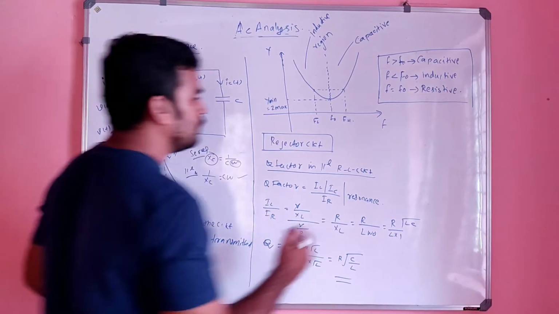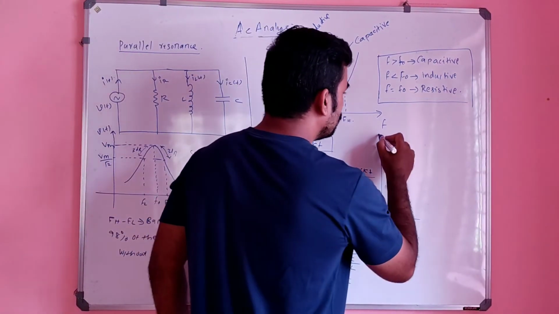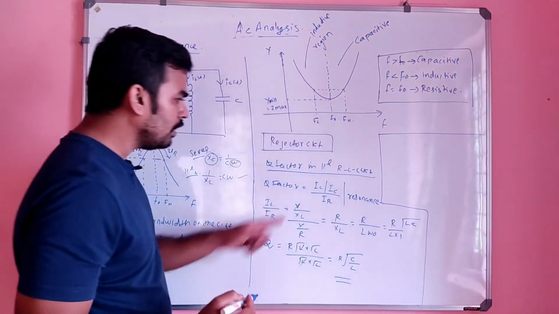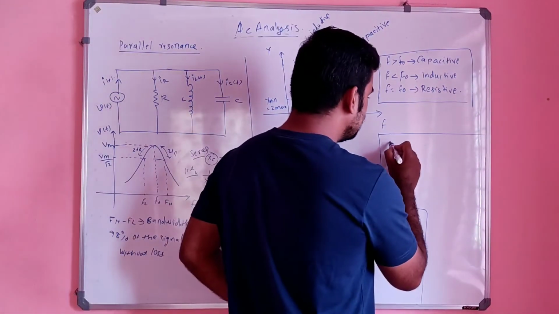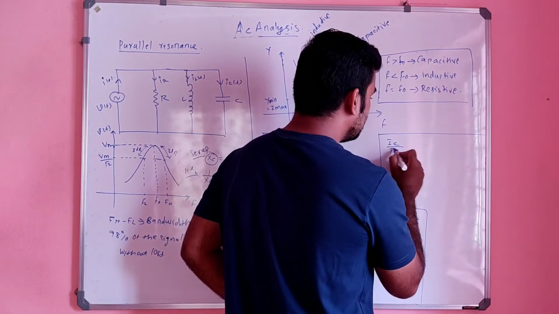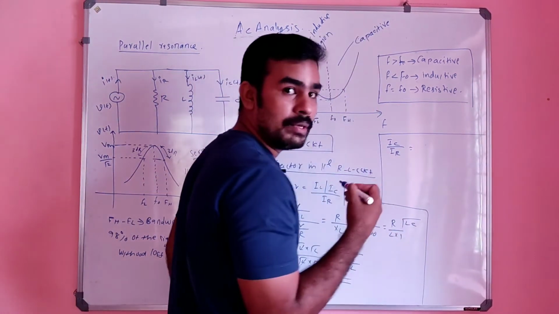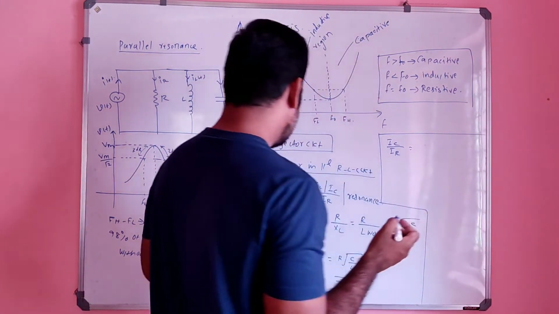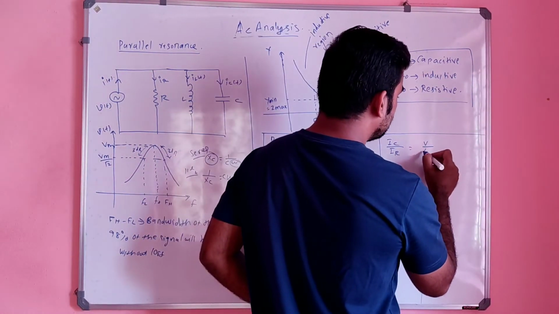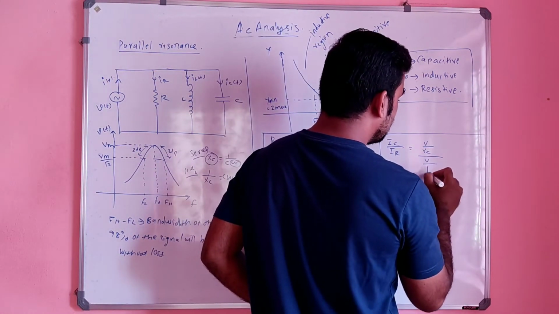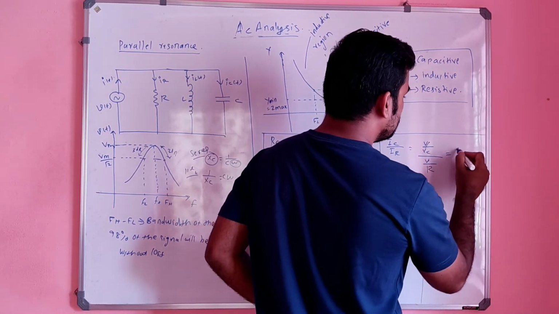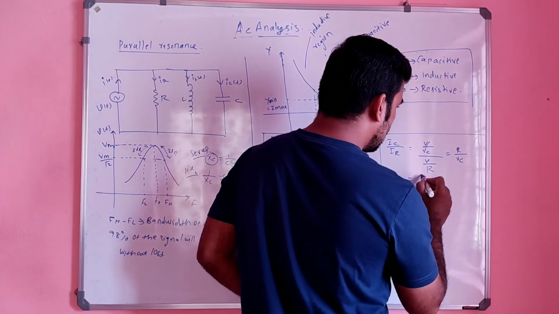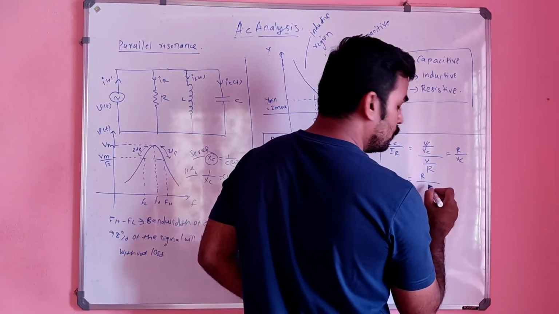In a similar manner, you can go for this also. You can take IC by IR also. Whether I get the same equation or not, I will check. What is IC here? IC is equal to V by XC, no? V by XC divided by V by R, no? V and V get cancelled. It's simply R by XC, which is nothing but beta. R divided by XC, where XC is 1 by C omega, right?